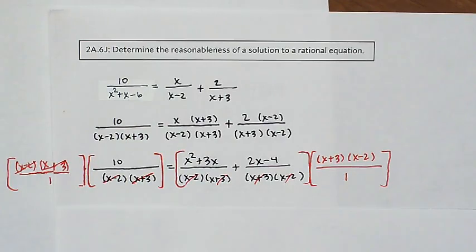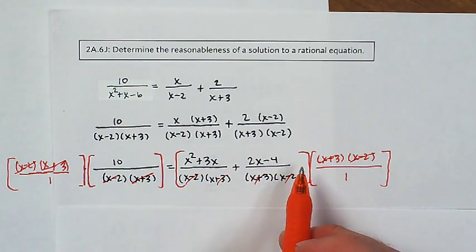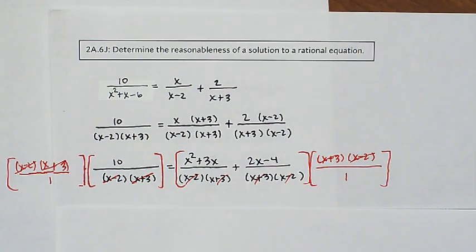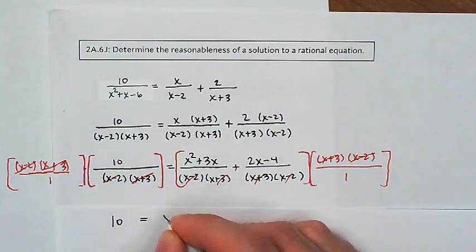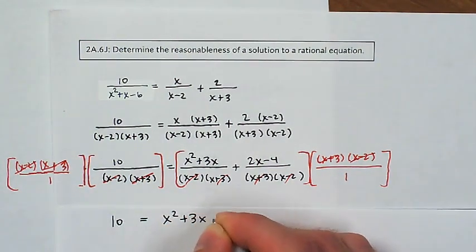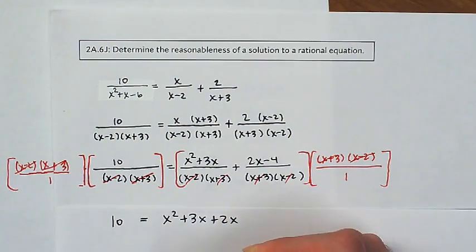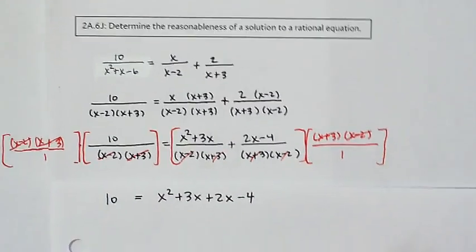So what we're going to remember when we're doing this is that if we can get a common denominator on every term of a rational equation, then we can just completely clear out the denominator and go straight to 10 equals x squared plus 3x plus 2x minus 4. Yeah, I see where this is headed.